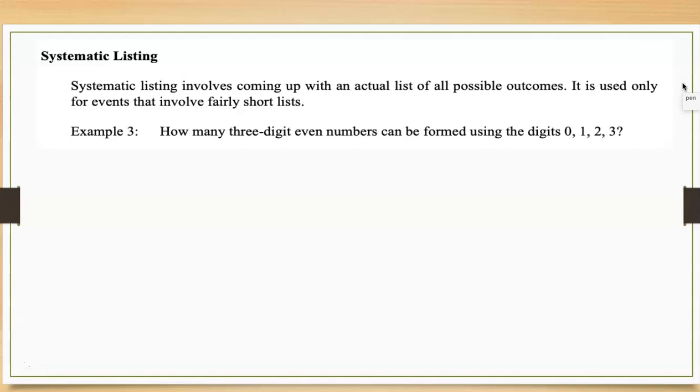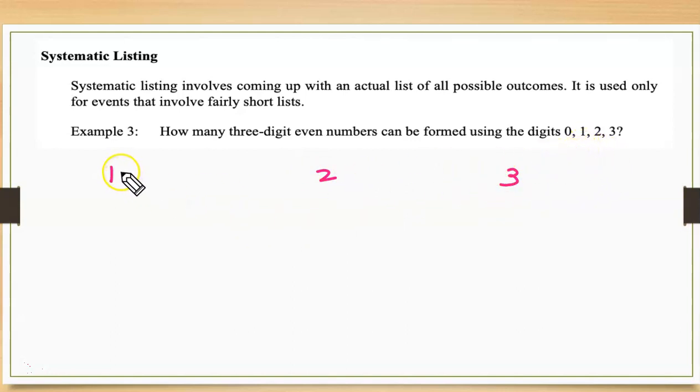For example here, how many 3-digit even numbers can be formed using the digits 0, 1, 2, 3? Sometimes this is applicable when making a code. So we have to choose among digits available. Here, we have to make 3-digit even numbers. So the first digit cannot be 0. So for the first digit, our choices are 1, 2, and 3. Because we cannot choose 0.